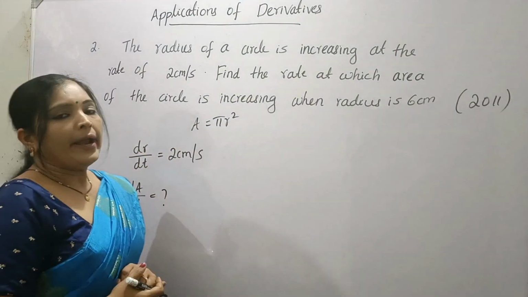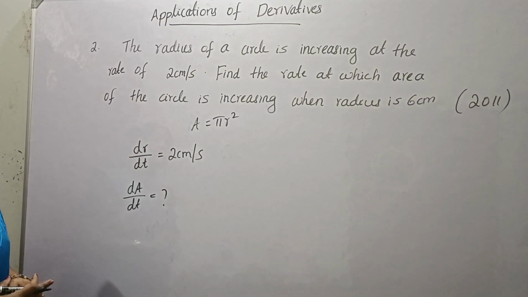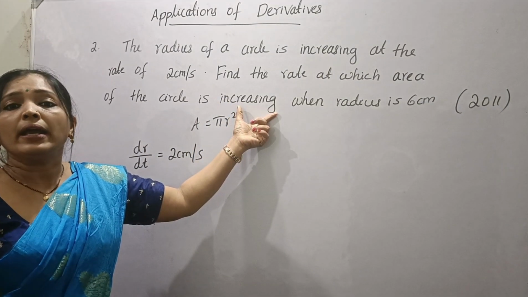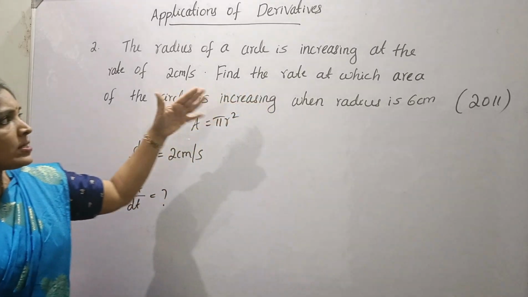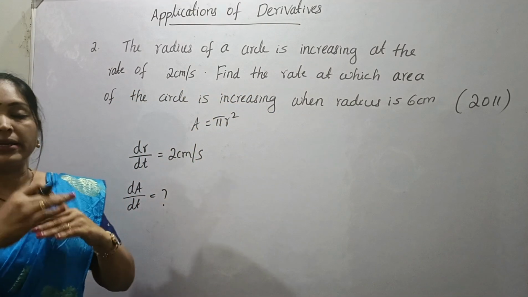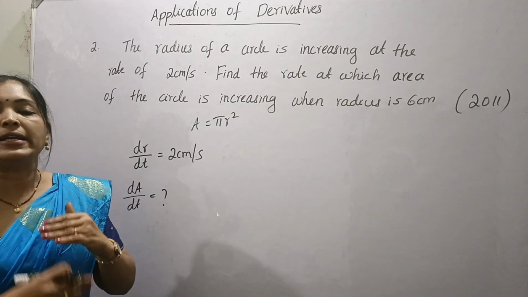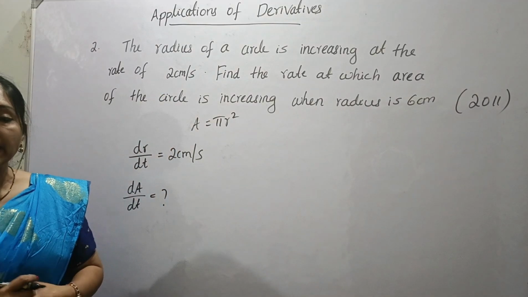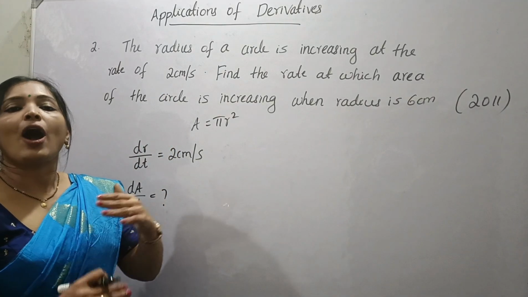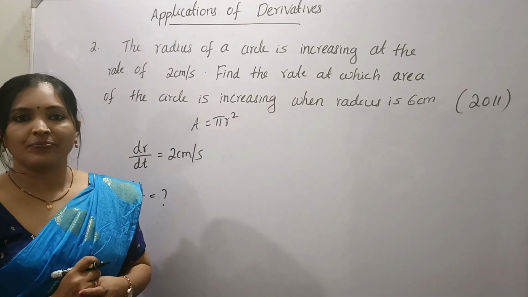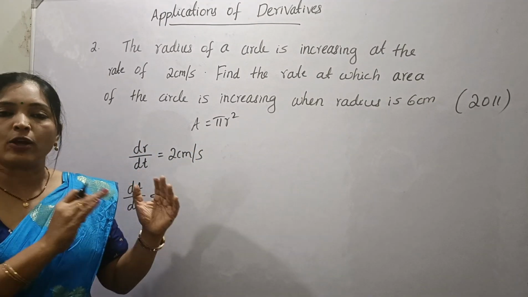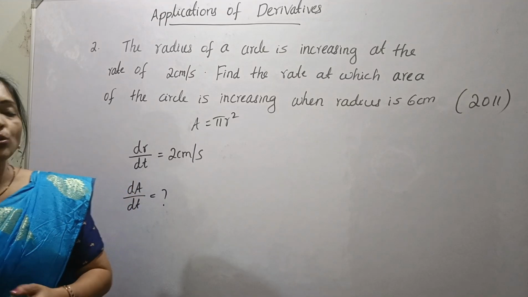So it is our equation, A is equal to pi r square. Note that here it is not dA by dr, because it is given that the radius is increasing, by 2 centimeter per second, right? And here we have to find how the area is increasing. That means the rate of change of area with respect to time.